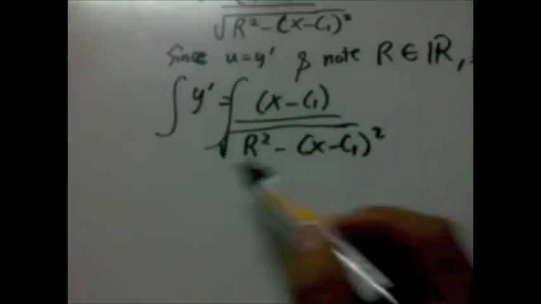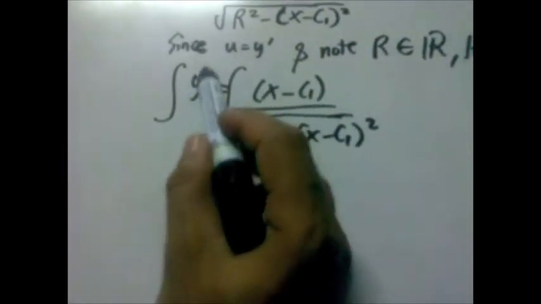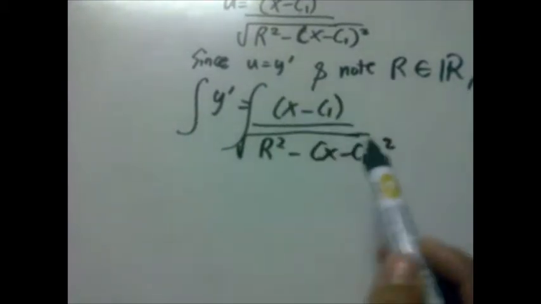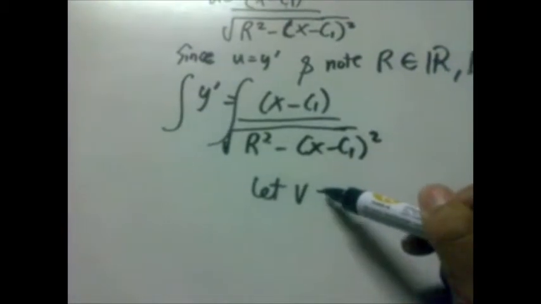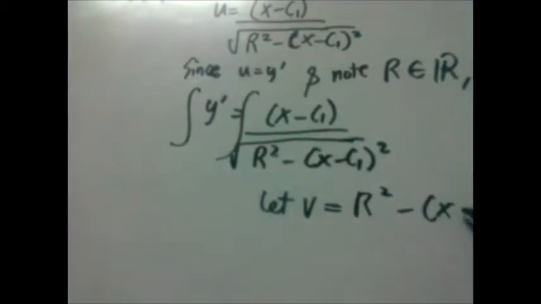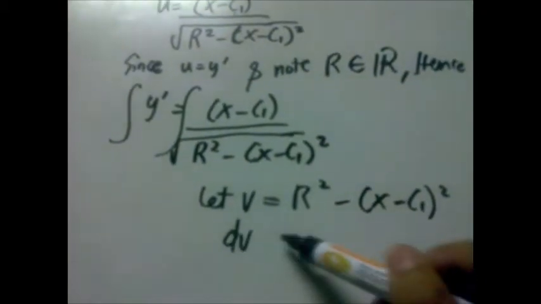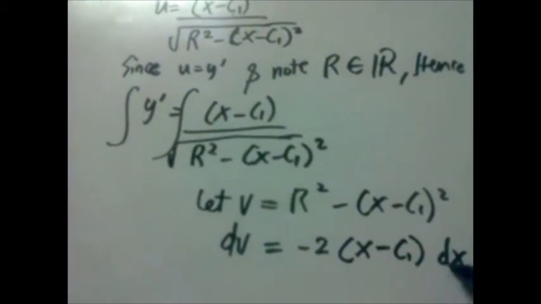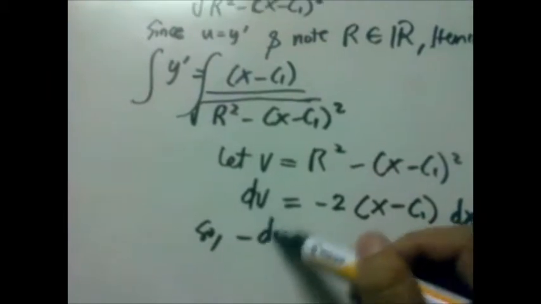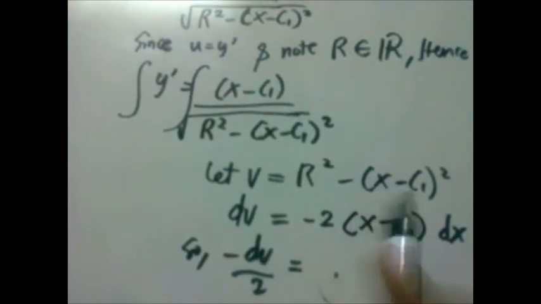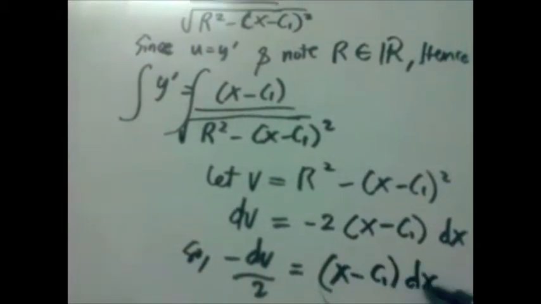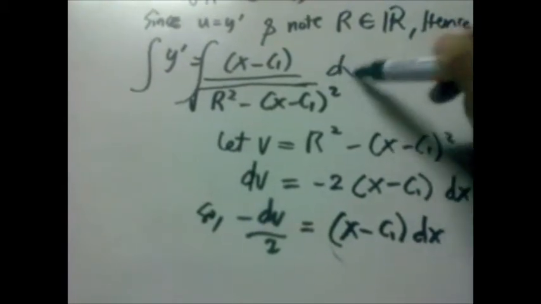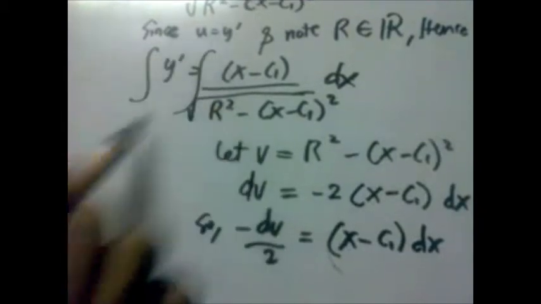Therefore, the integration of y prime is equal to y. Before I go ahead with that, let's first simplify the terms on the right side of the equation. So let v be equal to r squared minus x minus c1 squared. Then of course the dv of this is equal to negative 2 times x minus c1 dx. So negative dv over 2 is equal to x minus c1 dx. Did you follow? Of course, we should not forget to put dx here because we are putting the integration sign.